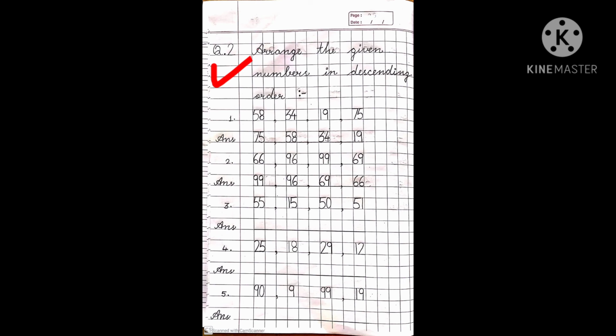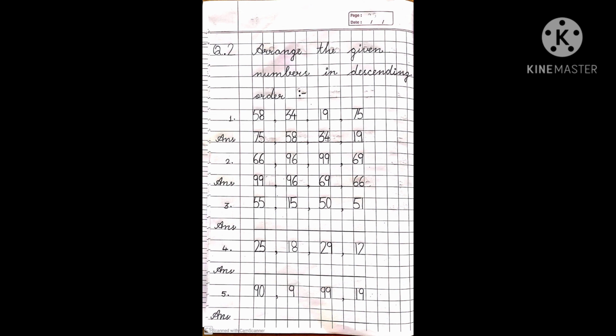Arrange the given numbers in descending order. On the new page, you will write this question. Now, here you have to arrange the numbers from the greatest to the smallest. So, number 1 is 58, 34, 19, 75. So, here the greatest number is 75 and the smallest number is 19. Now, you can arrange these numbers in descending order like 75, 58, 34, 19.